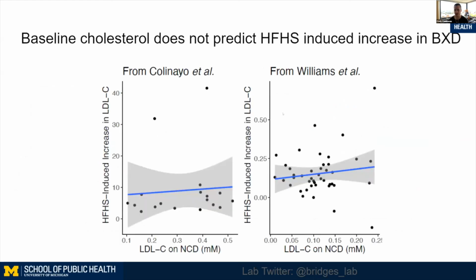And so looking at published data of inbred strains of mice on both normal chow and high-fat, high-sucrose diet, we analyzed their baseline LDL-C, which is on the x-axis, and compared that to their high-fat, high-sucrose-induced LDL-C response, which is on the y-axis, in 2 different studies, both using BXD mice. So based on what we observed, there appears to be no significant correlation between baseline LDL-C and high-fat, high-sucrose-induced increases in LDL-C, arguing that that first cholesterol response scenario that I showed you is not necessarily true.